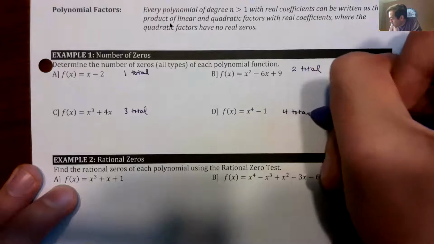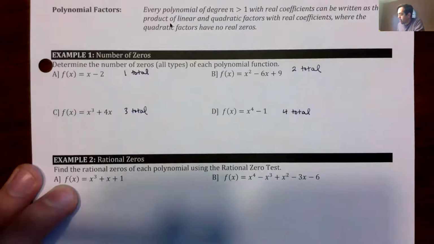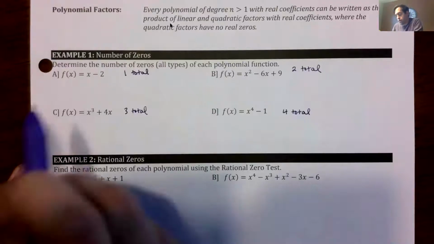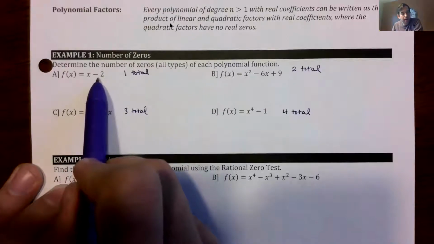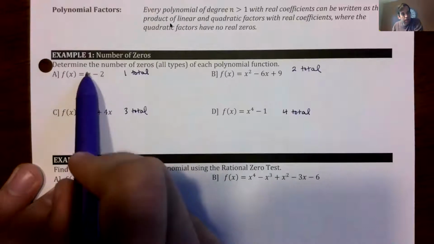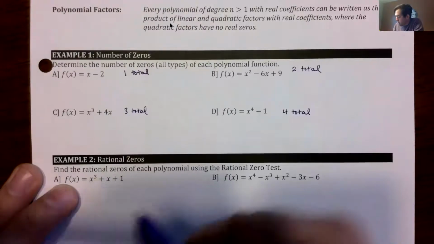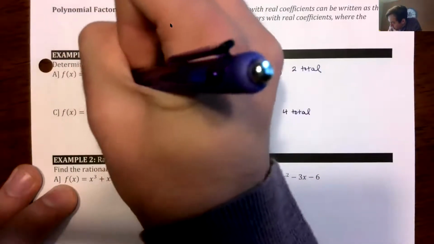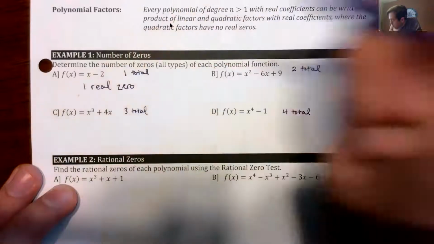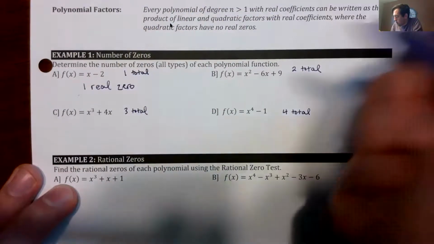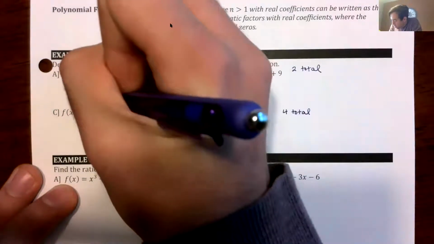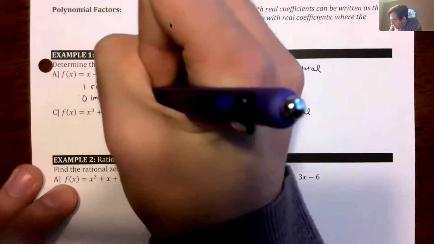So our job now is to figure out how many of these are real and how many of them are imaginary. So now we have the total. I want us to break this down further. In the first one, this is a line. It crosses the y-axis at a y-intercept of -2, and it has a slope of 1. That's definitely going to have a real x-intercept. It's going to be visible on the graph. So that means that this has one real zero, which means that that's all of them, right? Because there's only one total. So there's going to be 0 imaginary zeros.